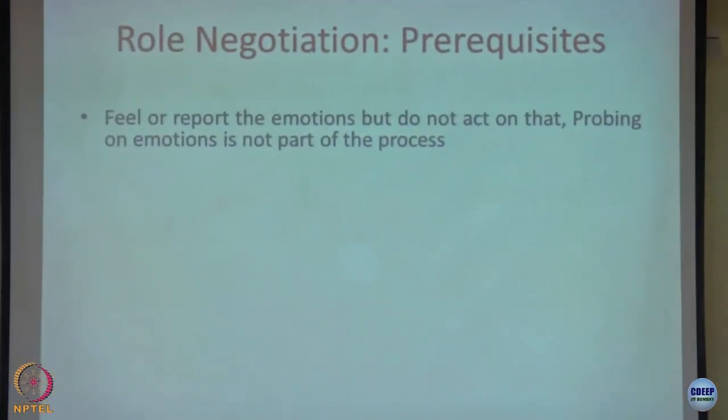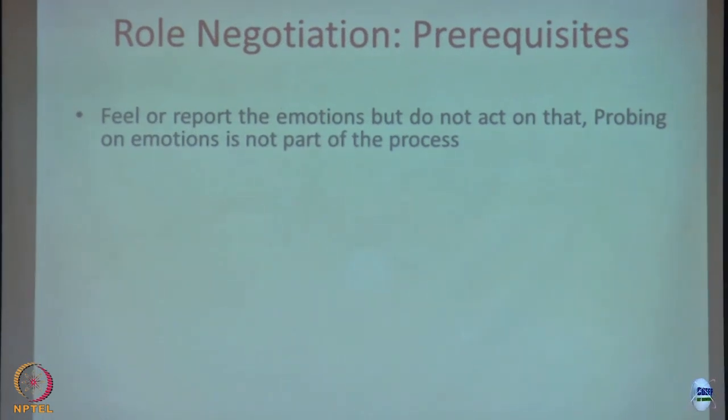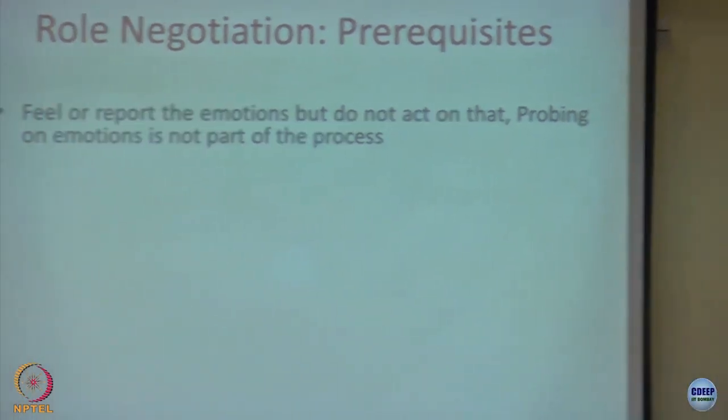There are prerequisites for this technique. Feel or report the emotions, but do not act on them. Probing on emotion is not part of this process. So when we are using role negotiation as an OD intervention in a team, we need not work on the emotions of the people. We may acknowledge those, but we have to keep them aside for further discussion. Openness, honesty and interest are very essential for this intervention to be successful. All those who are involved in this intervention have to have these three characteristics.